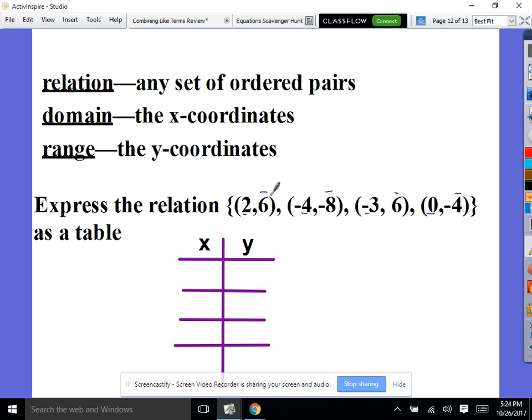If we wanted to express this as a table, this is my x value. 6 is my y value. -4 and -8. -3 and 6. And last would be 0 and -4.